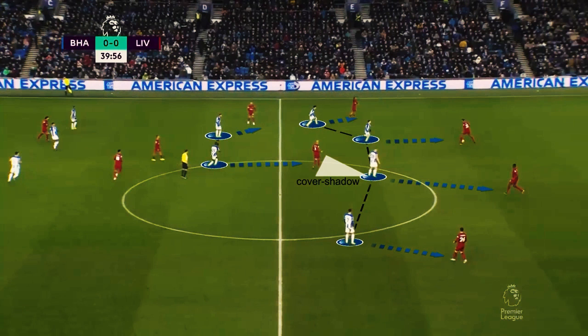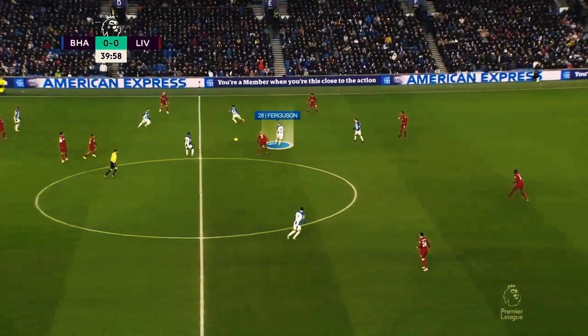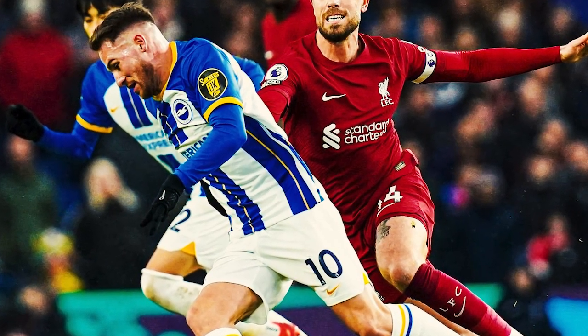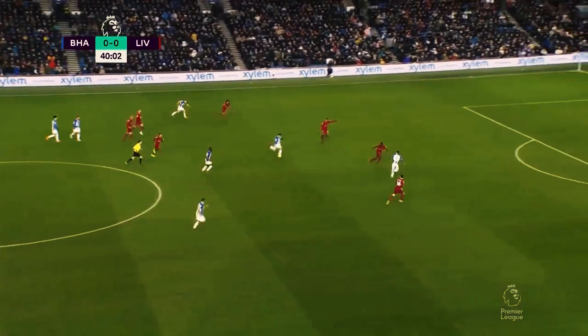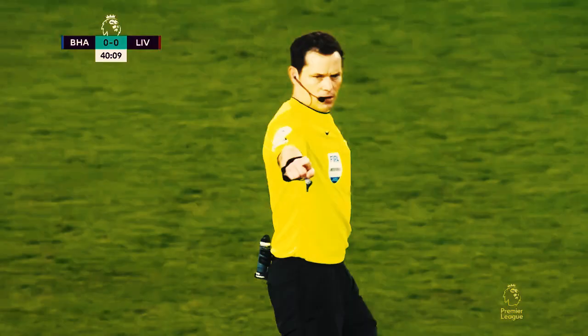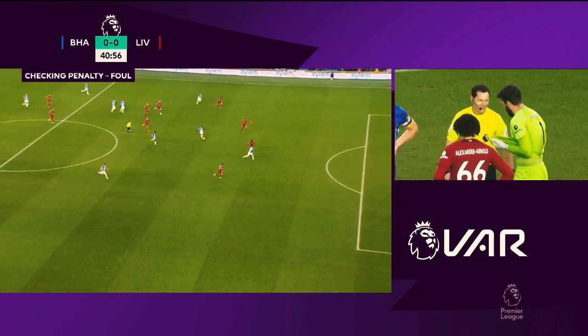In this play, Lallana stepped up to press Matip, and when Matip tried to pass into Fabinho, Ferguson was perfectly placed to intercept. McAllister then started a swift counter-attack that initially was rewarded with a penalty kick before VAR intervened to determine Solly March offside.